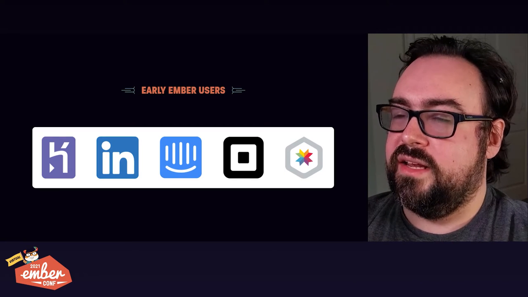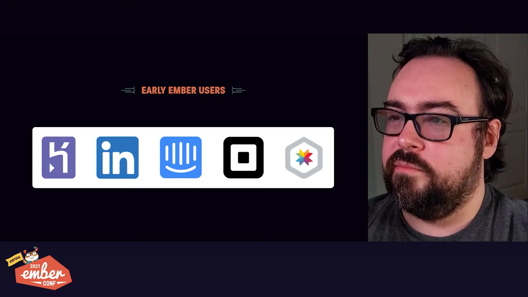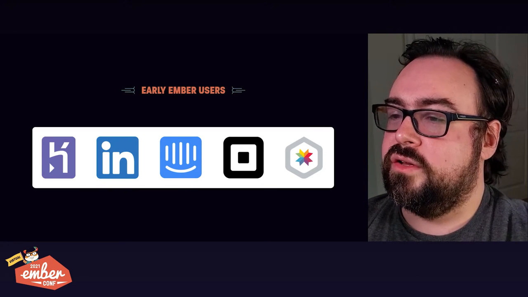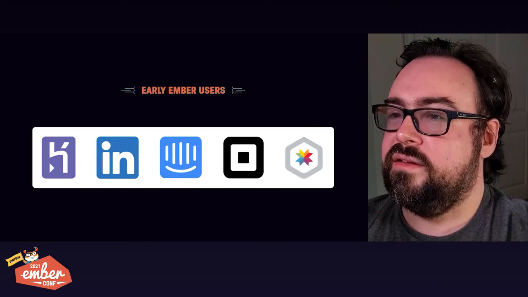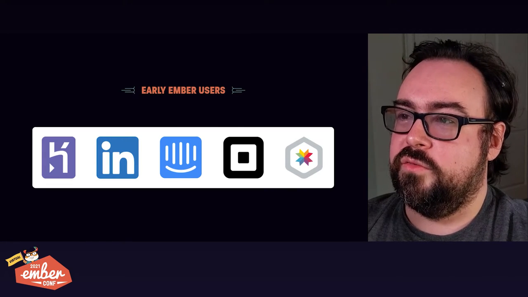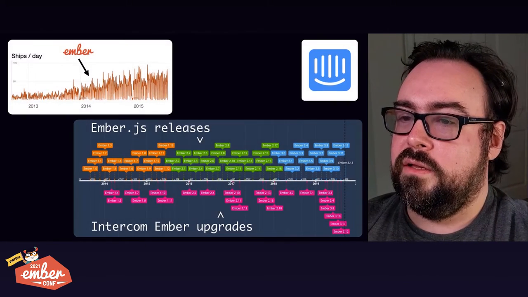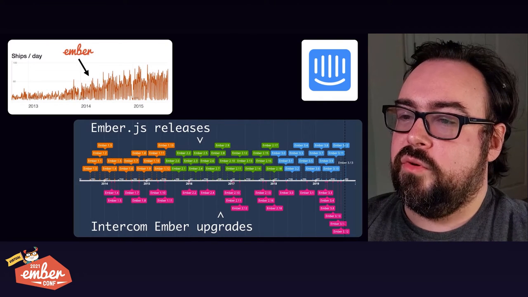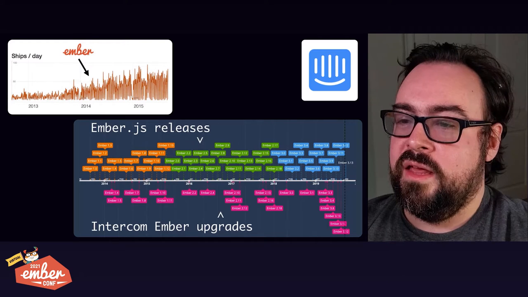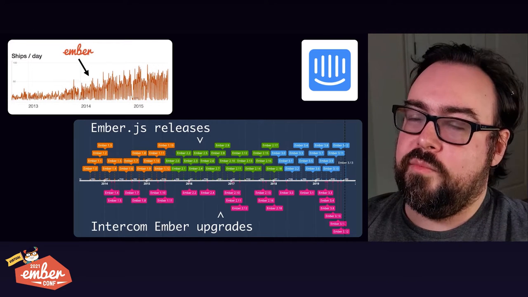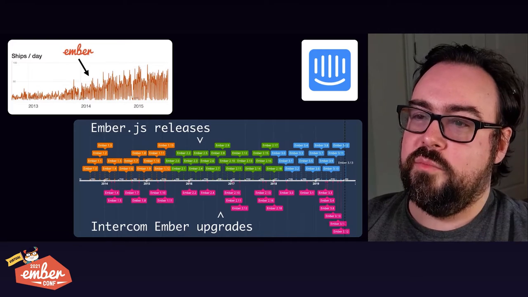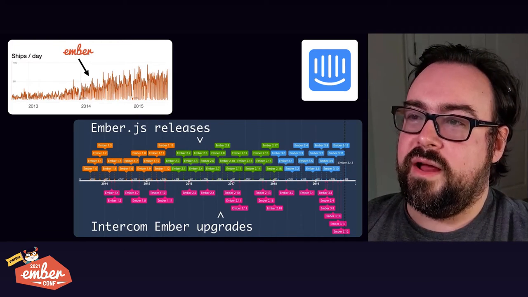But it's not just Skylight. It's not just because I work on Skylight that made that true. Heroku, Intercom, Square, and LinkedIn all started their apps on early versions of Ember, and they all kept shipping their features through all the things that happened over the intervening years. Intercom started using Ember in 2013, and Gavin loves showing this graph of what happened to their productivity. They kept up with Ember over the years, and the fact that they did that really powered their ability to keep that going. I really love that graph.